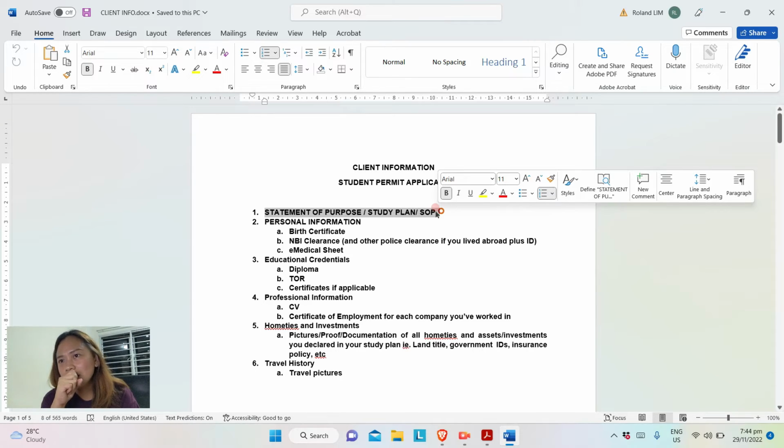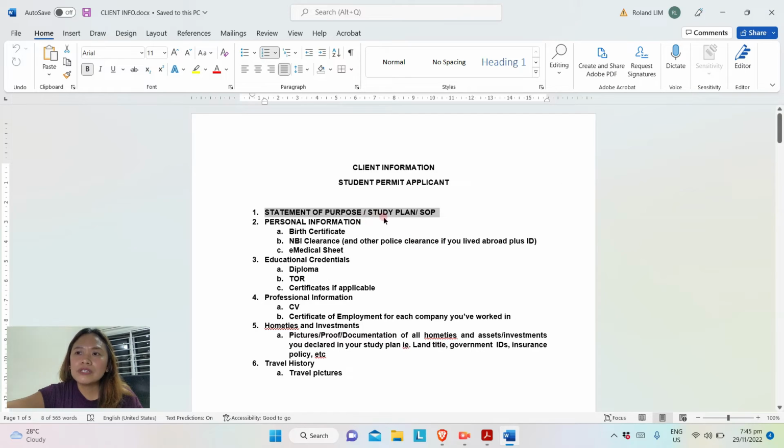So this is the core of your application, because this is where you will defend why you need to study, why you are taking that program, and so on. So number 1, the first important document in your client information would be your SOP.